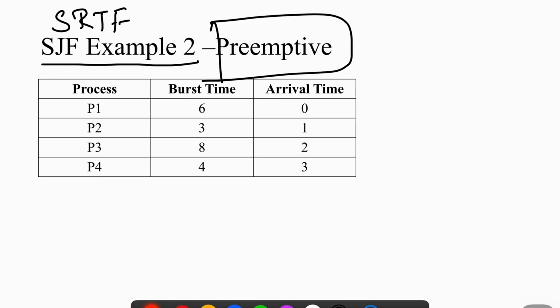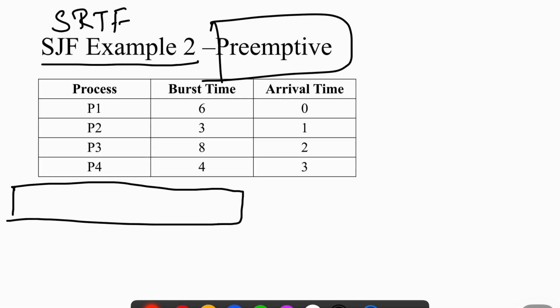Previous one, all of the process arrived at the same time. Now here, when the process arrive at different time intervals, how do we calculate the average waiting time and average turnaround time? This is more essential here. Again, now let us have the Gantt chart. Initially, let us write the Gantt chart. I'll take P1.